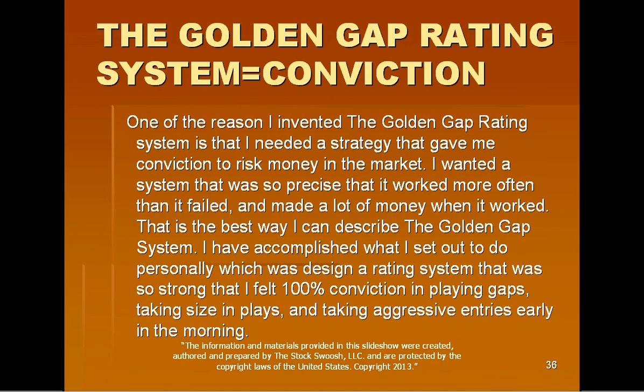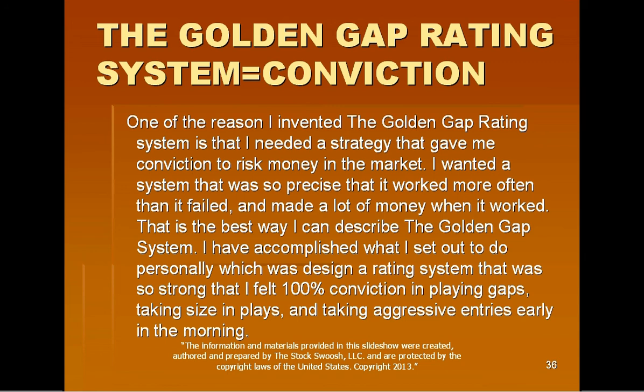And the Golden Gap rating system that I teach, to me, equals conviction. And one of the reasons I invented the Golden Gap rating system is that I needed a strategy myself, personally, that gave me conviction to risk my own money in the market. I wanted a system that was so precise that it worked more often than it failed. I made a lot of money when it worked, and that is the best way that I can describe the Golden Gap system that I teach.